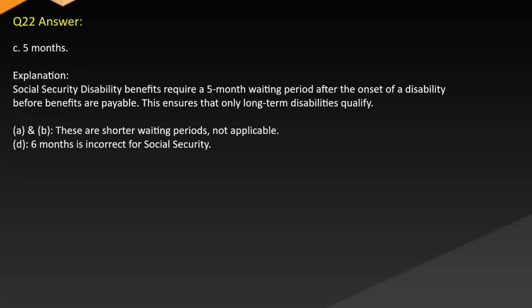Answer: C. 5 months. Explanation: Social Security disability benefits require a 5-month waiting period after the onset of a disability before benefits are payable. This ensures that only long-term disabilities qualify. A and B. These are shorter waiting periods. Not applicable. D. 6 months is incorrect for Social Security.